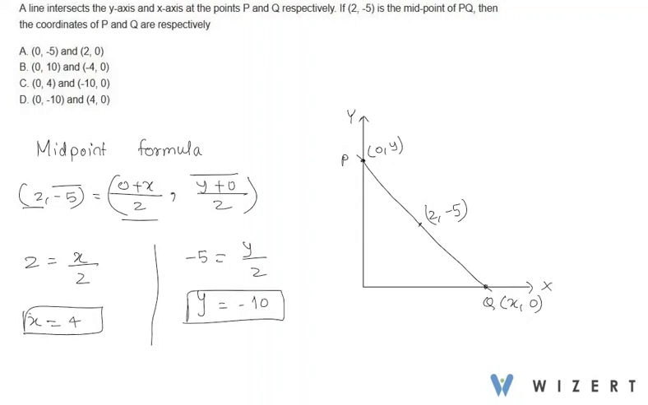So the coordinates of P and Q will be: P is (0, -10) and Q will be (4, 0). So the answer is option D, (0, -10) and (4, 0).